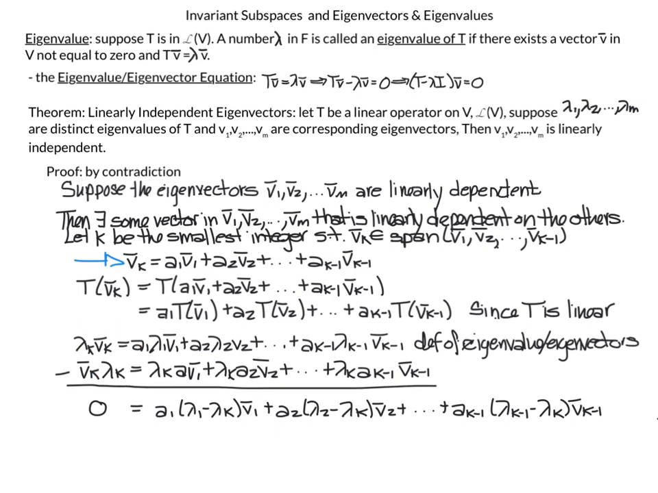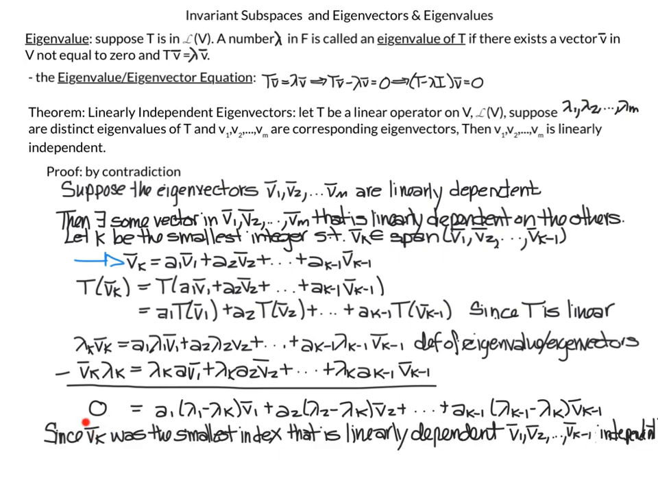On this side, we have vk times lambda k, so subtracting, we get 0. Over here, I should have lined these up a little better. Maybe I can do a better job. We have the v1, we have an a1, and then we have lambda 1 minus lambda k. For v2, we have a2, and then we have lambda 2 minus lambda k, all the way down to k minus 1. Then we have our v sub k minus 1, our a sub k minus 1, lambda k minus 1 minus lambda k.